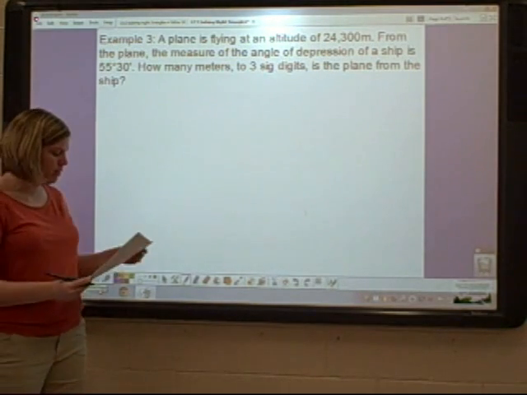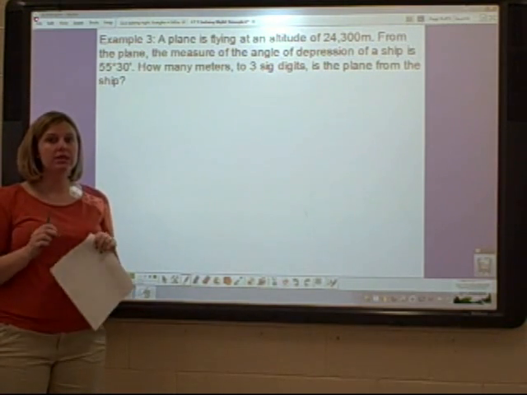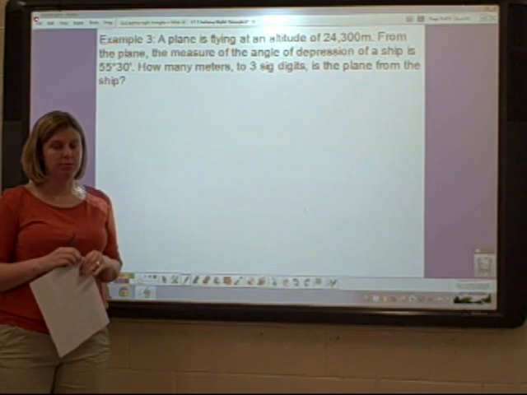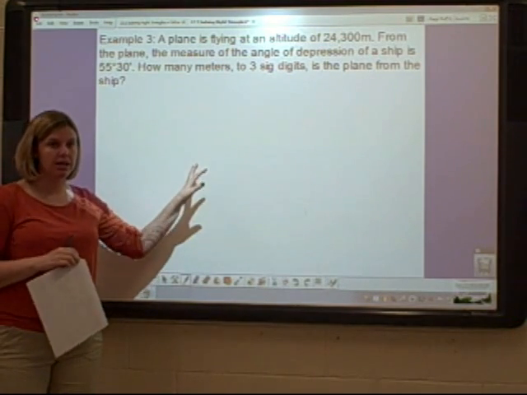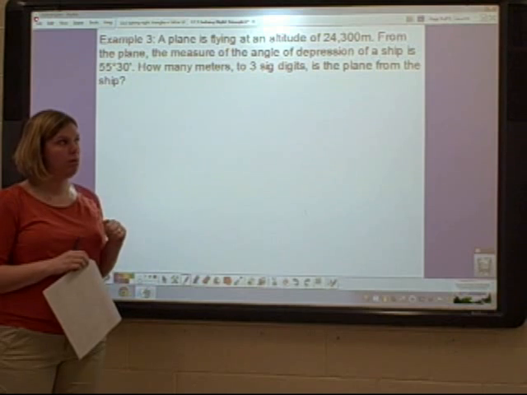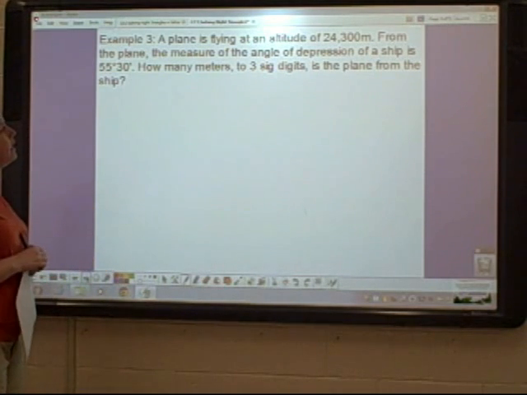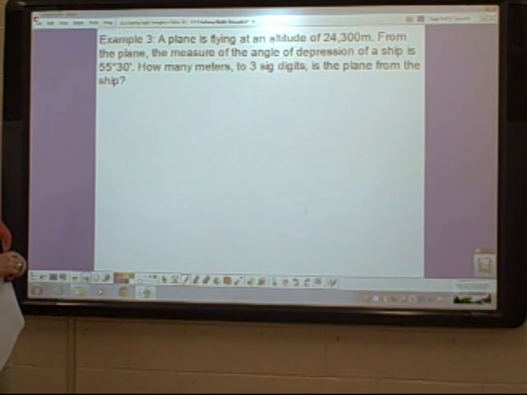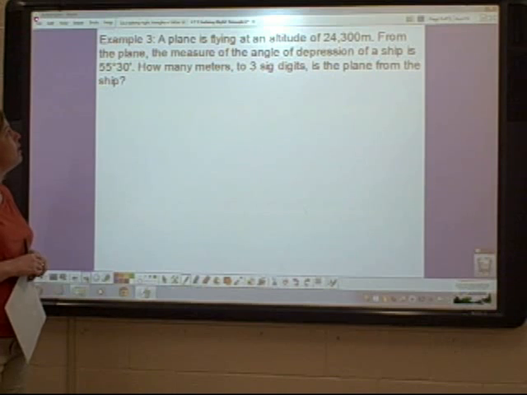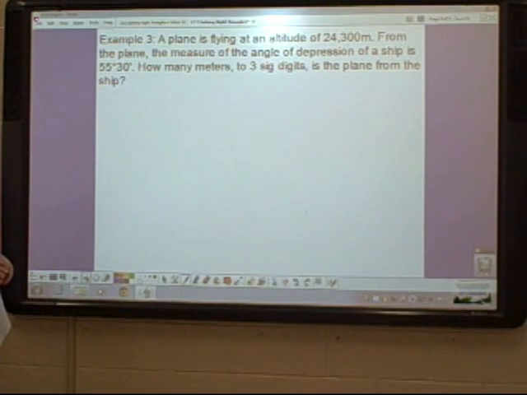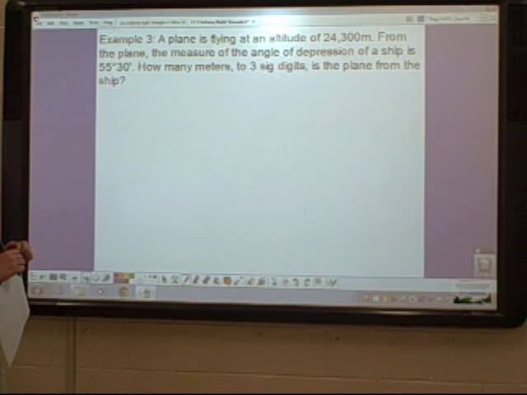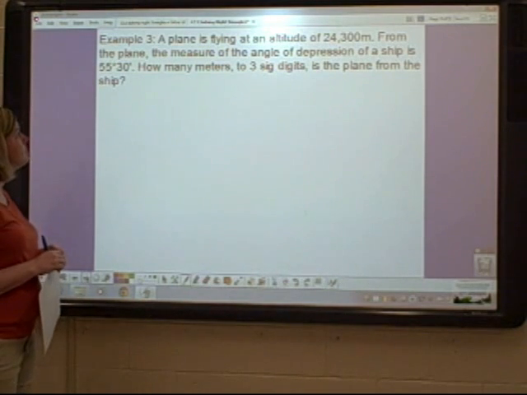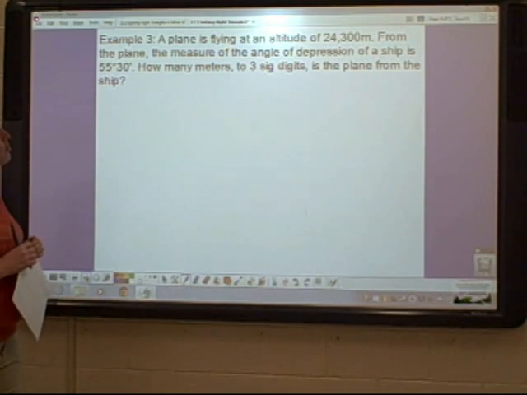Example 3, you really want to make sure that you draw a picture, because this makes it a lot harder when you try to visualize this and not write it down on paper, because we're going to have a couple word problems. It says a plane is flying at an altitude of 24,300 meters. From the plane, the measure of the angle of depression, which means looking down, of a ship is 55 degrees 30 minutes. How many meters to 3 significant digits is the plane from the ship?